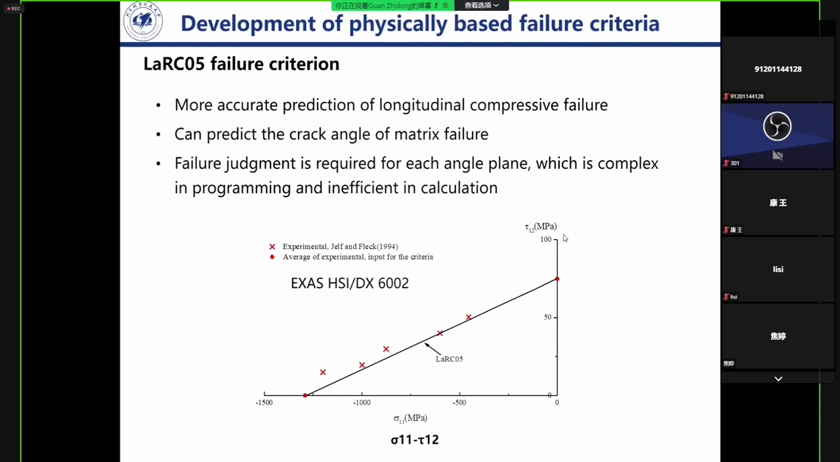LaRC05 failure criteria give more accurate strength prediction of composites under longitudinal compression load. Similar to Puck failure criteria, LaRC05 failure criteria can predict the crack angle of the matrix failure. However, failure judgment is required for each angle plane, which is complex in the programming and inefficient in calculation. LaRC05 is a great criteria, and we have successfully predicted the open hole compression strength using the LaRC05 criterion in our research program.